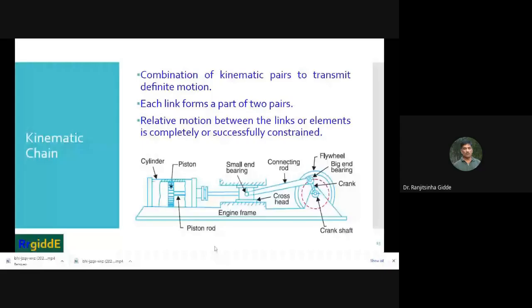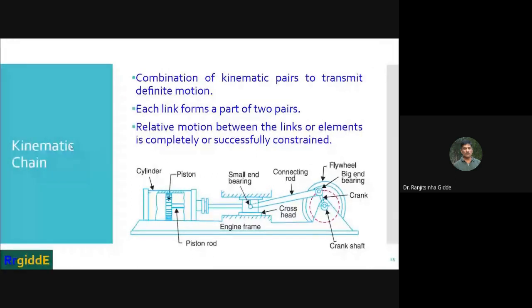As shown in this figure, we will study what is kinematic chain. This is one schematic diagram which indicates a reciprocating steam engine. This one is the piston, then piston rod, then this is the connecting rod. Actually this is shown additionally, but generally this connecting rod is directly connected to the piston.